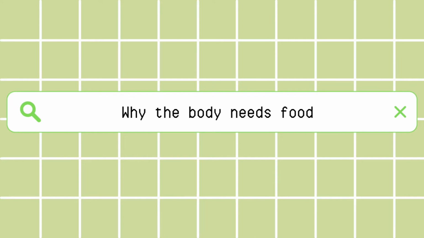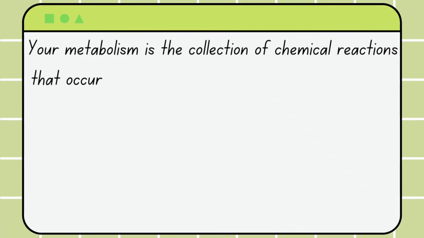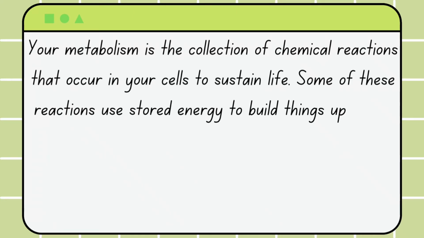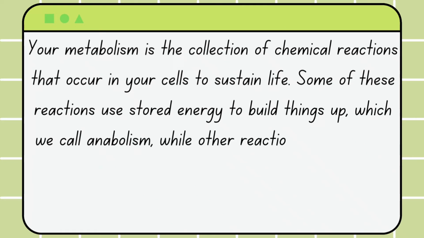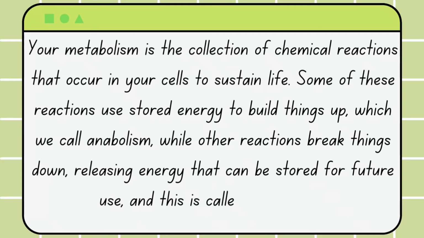Why the body needs food. Your metabolism is the collection of chemical reactions that occur in your cells to sustain life. Some of these reactions use stored energy to build things up, which we call anabolism, while other reactions break things down, releasing energy that can be stored for future use, and this is called catabolism.